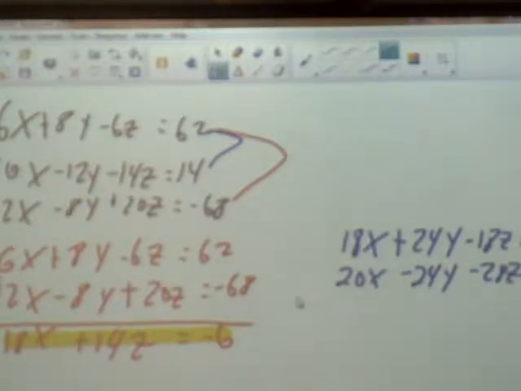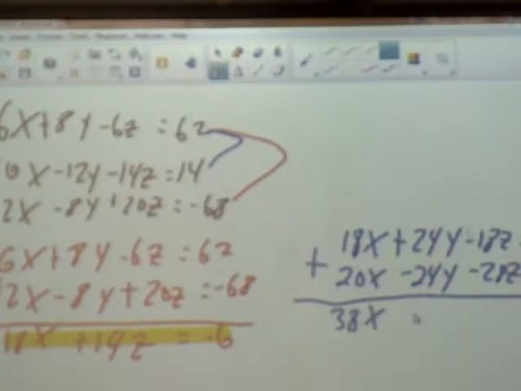Now our y's are different signs again. Wait, so the first one was multiplied by 3 and the second one by 2? Yes. Did I get it right? Okay. So it's addition again. So it's 38x. That's gone. That'd be negative 46z. And for the right side, 214, is that right?